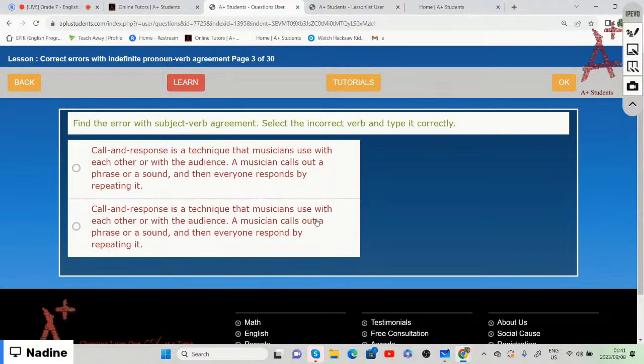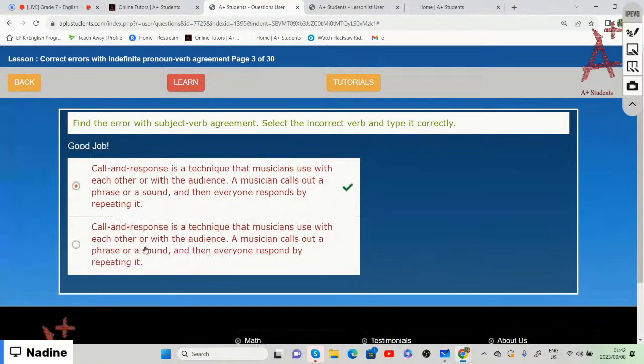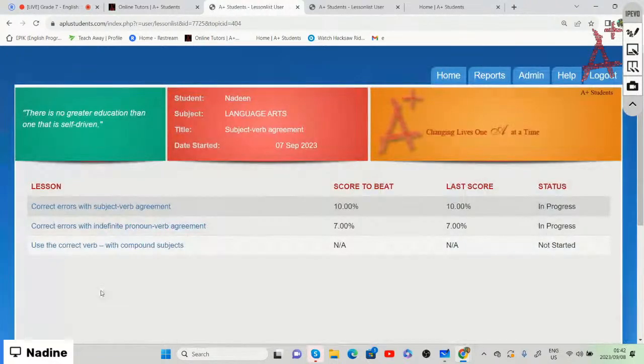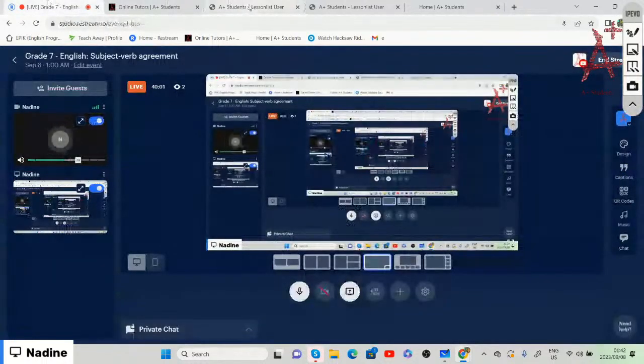All right. So if we select the correct one, we need to find the error with the subject verb agreement, and we need to find the incorrect verb. Then we can say the call and response is the subject. So we can say where everybody responds by repeating it. They responds. All right. So that is basically when it comes to subject verb agreement and indefinite pronoun verb agreement.